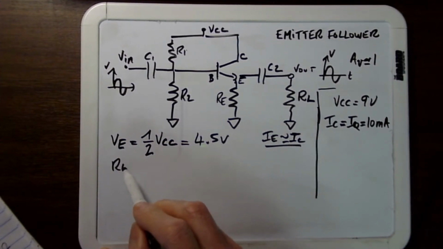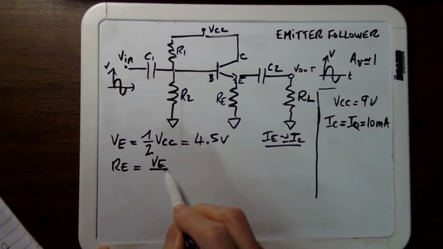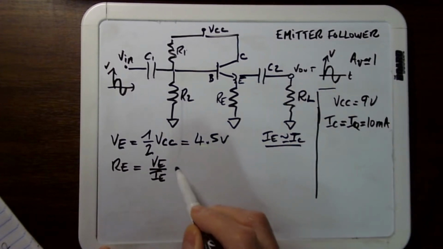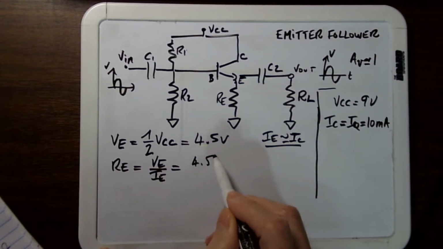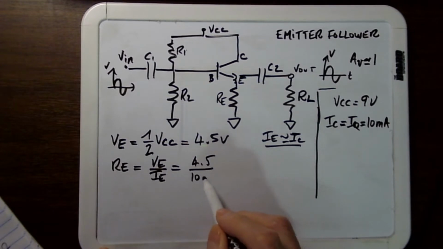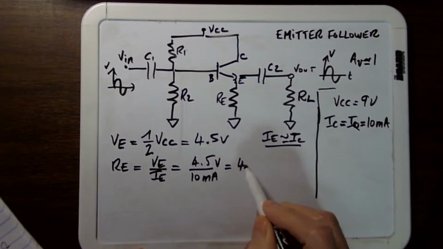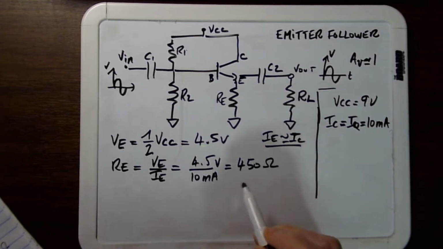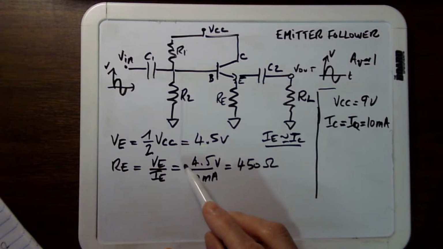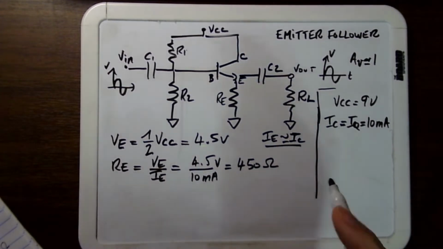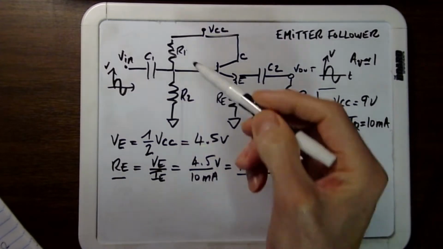So RE, you use Ohm's law. So it's VE over IE, which is equal to the IC or IQ. So that gives you 4.5 divided by 10 milliamp, which gives you 450 ohms, right? 4.5 divided by 10 is 0.45, and 0.45 k ohm is 450 ohms. So that's correct. RE is equal to 450. That's the first one. Then R1, R2.